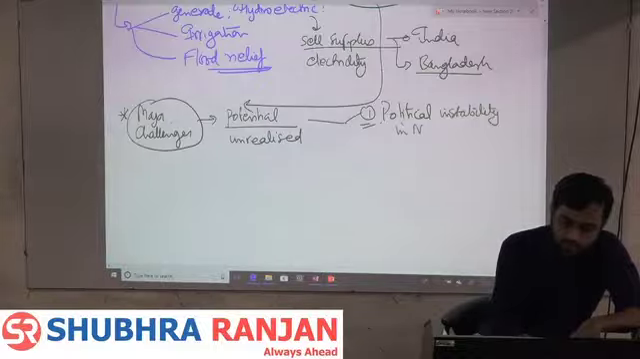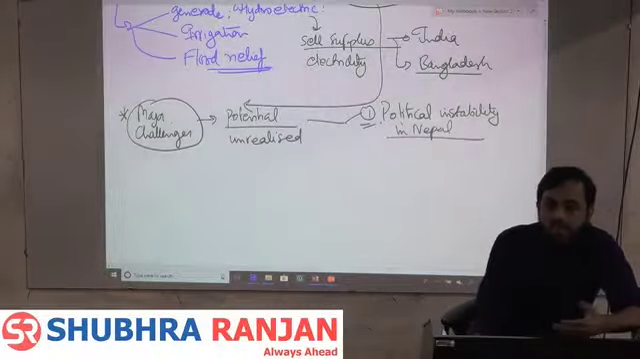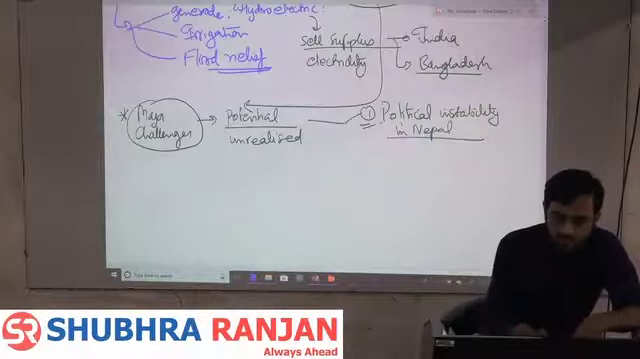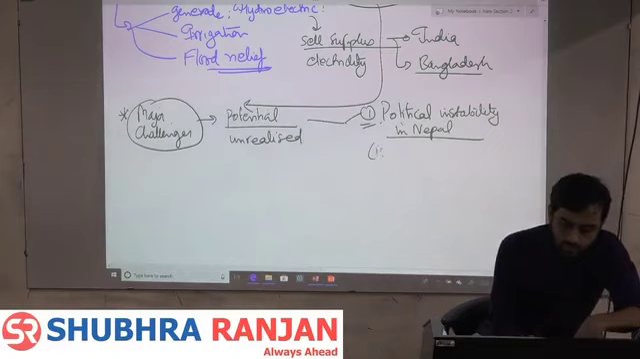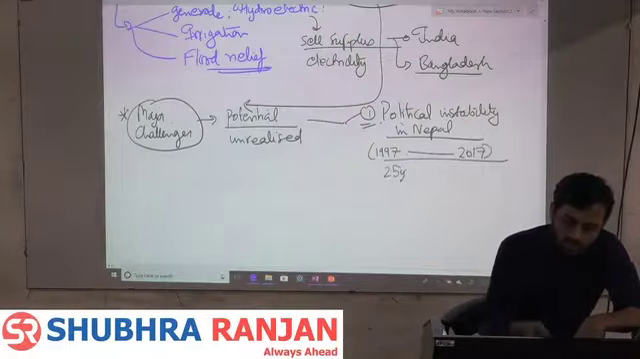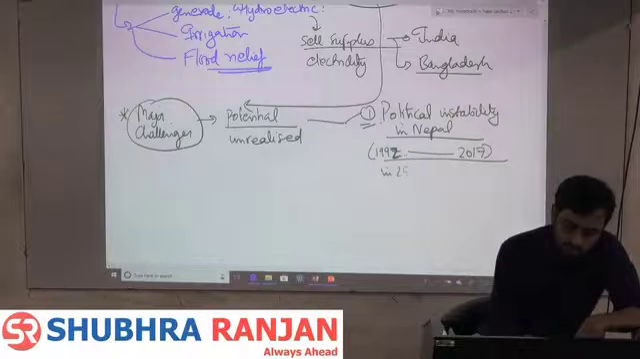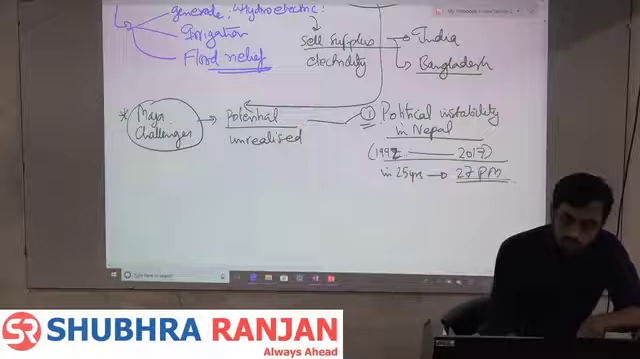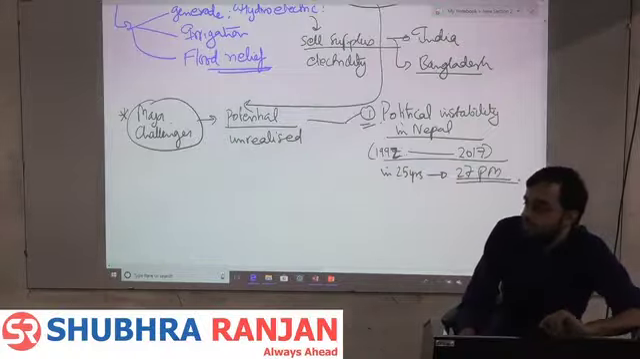Where? In Nepal. Just to give you an example, between 1997 to 2017, 25 years, in 25 years, 27 prime ministers have happened in Nepal.